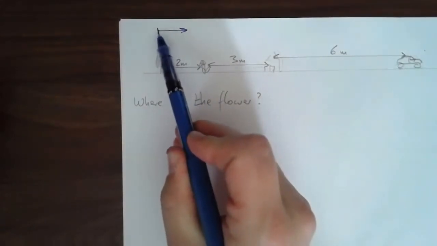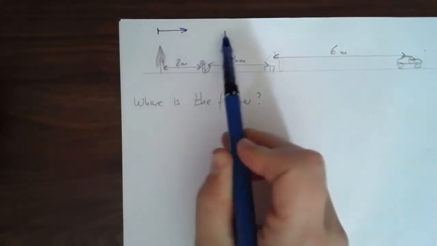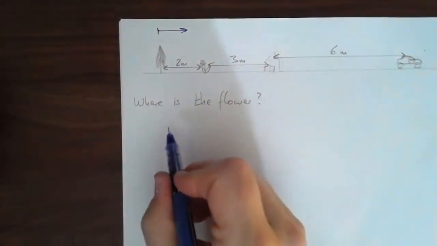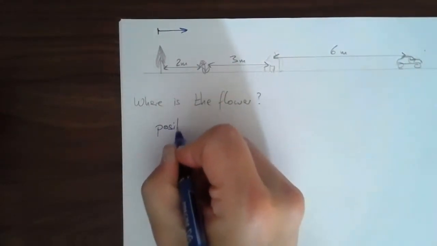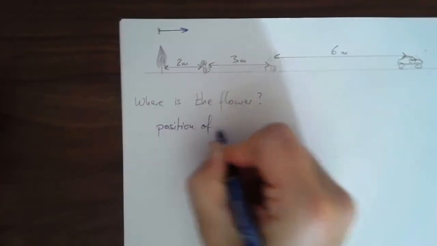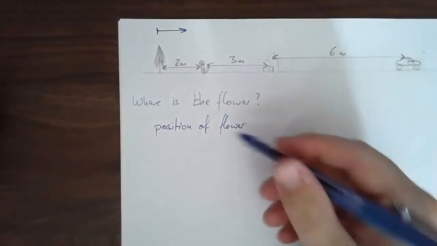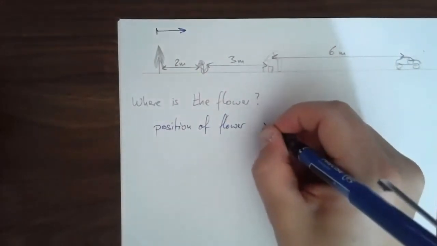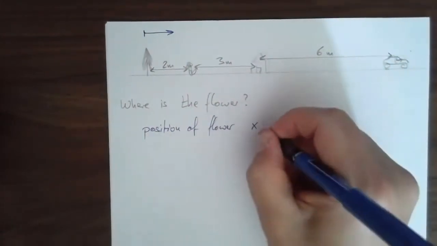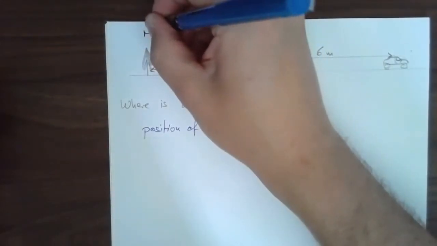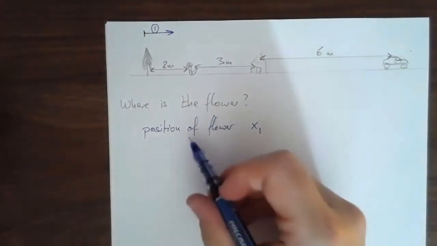So if I imagine I have a ruler, I put the 0 point of my ruler here, and then I have it point to the right. In that case, I might say the position of the flower, let me give it a symbol. Often we like to use the letter X for positions. I'm not sure why, it just sort of stuck. Let me call this X1 because this is my coordinate system 1. I want to show you different coordinate system choices in a minute.